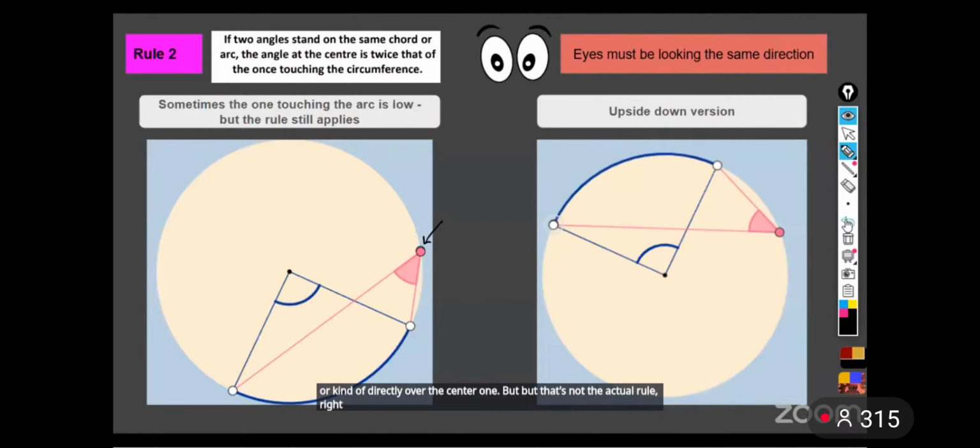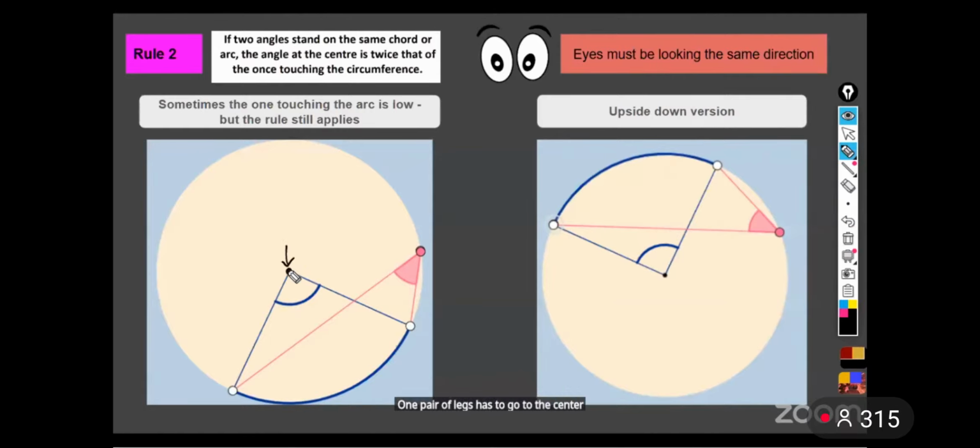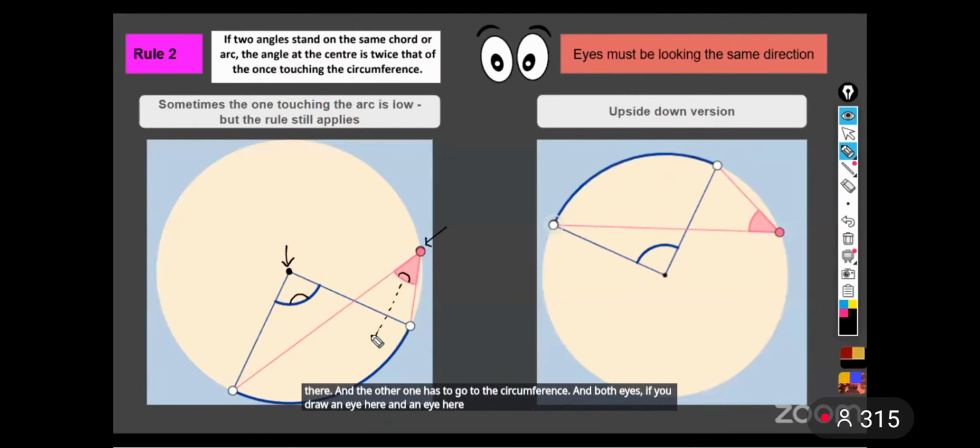For it to be rule 2, one pair of legs has to go to the center. This is the center, look at the dot there. And the other one has to go to the circumference. And both eyes, if you draw an eye here and an eye here, both of them are looking in the same general direction towards this arc here. So this is rule 2.